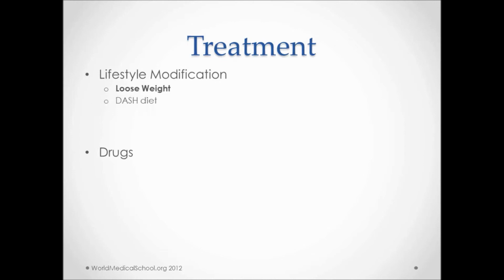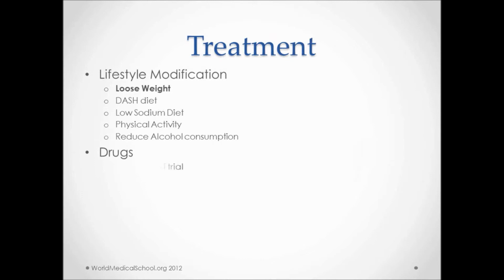DASH refers to dietary approaches to stop hypertension. It involves a diet rich in fruits, vegetables, and low-fat dairy products with low content of saturated and total fats. Reduction of dietary sodium to no more than 2.4 grams of sodium per day. Getting regular aerobic exercise such as brisk walking for at least 30 minutes per day, every day. And limit consumption of alcohol.